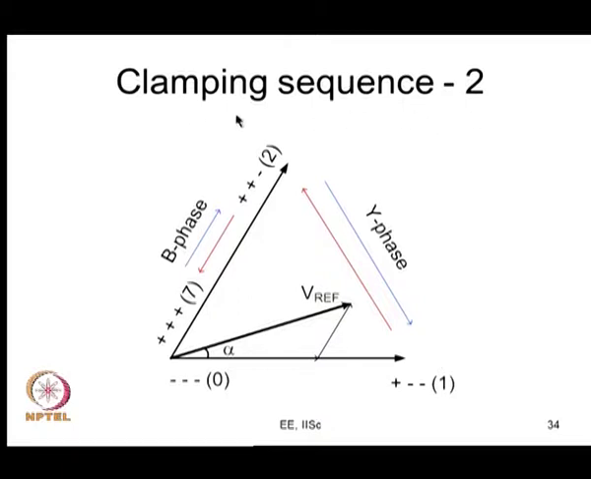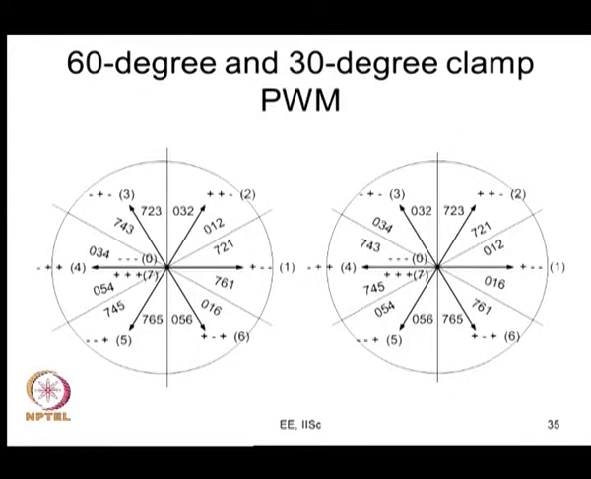It is clamping because you see that minus minus minus is never used, and R phase is always positive here and also positive here. R phase is clamped to the positive bus. So, this is a clamping sequence. To distinguish between those two, we call this clamping sequence 1 and this clamping sequence 2. So, what you can actually do is, these are two popular PWM methods. This is one kind of clamping.